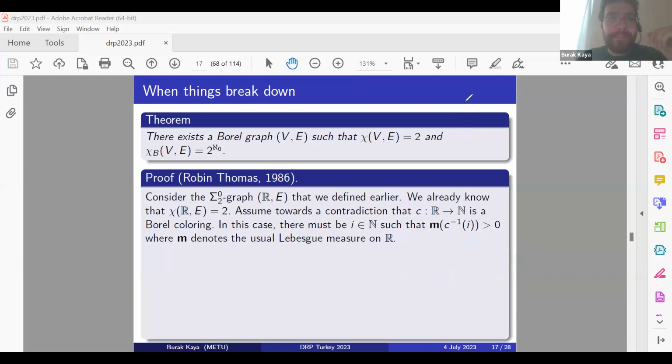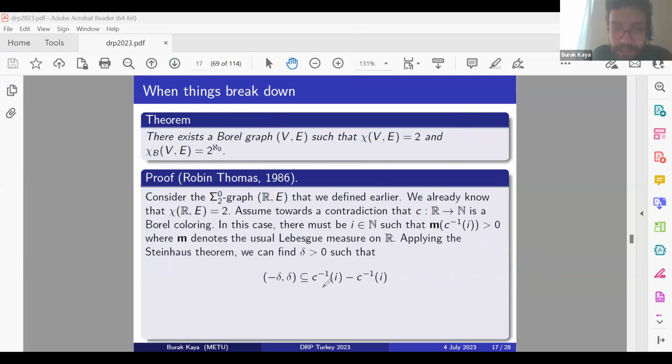Take one of them. Suppose that the inverse image of i has positive measure. Now, there is something in analysis called Steinhaus's theorem. It tells you that if you have a positive measure set, when you look at its difference with itself, it contains a small interval around 0. So if A has positive measure, and A is a subset of the real numbers, then A minus A contains a ball around 0. That's literally the statement of Steinhaus's theorem. So there is such a thing. And then find a sufficiently large k so that 3 to the power k falls into this interval.